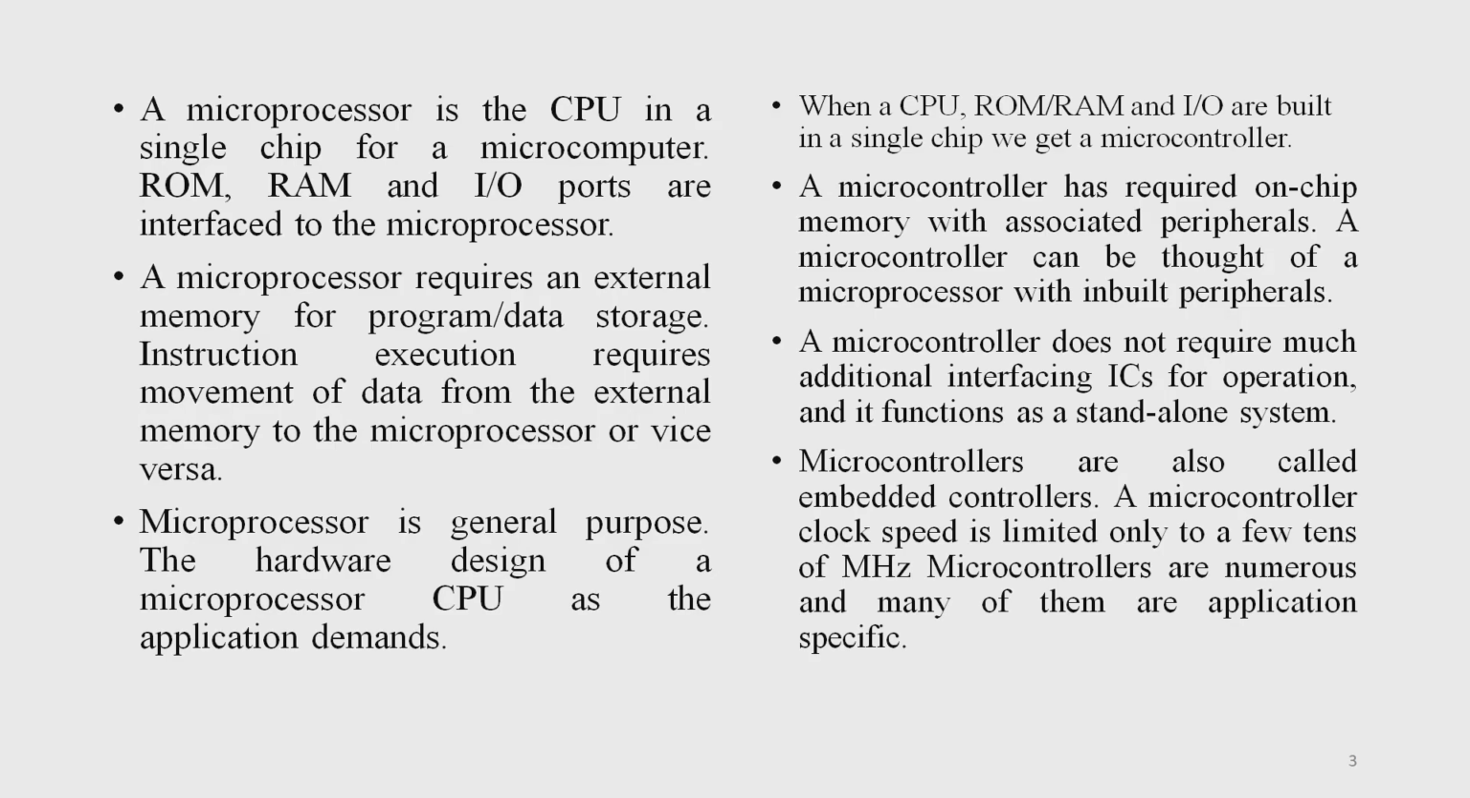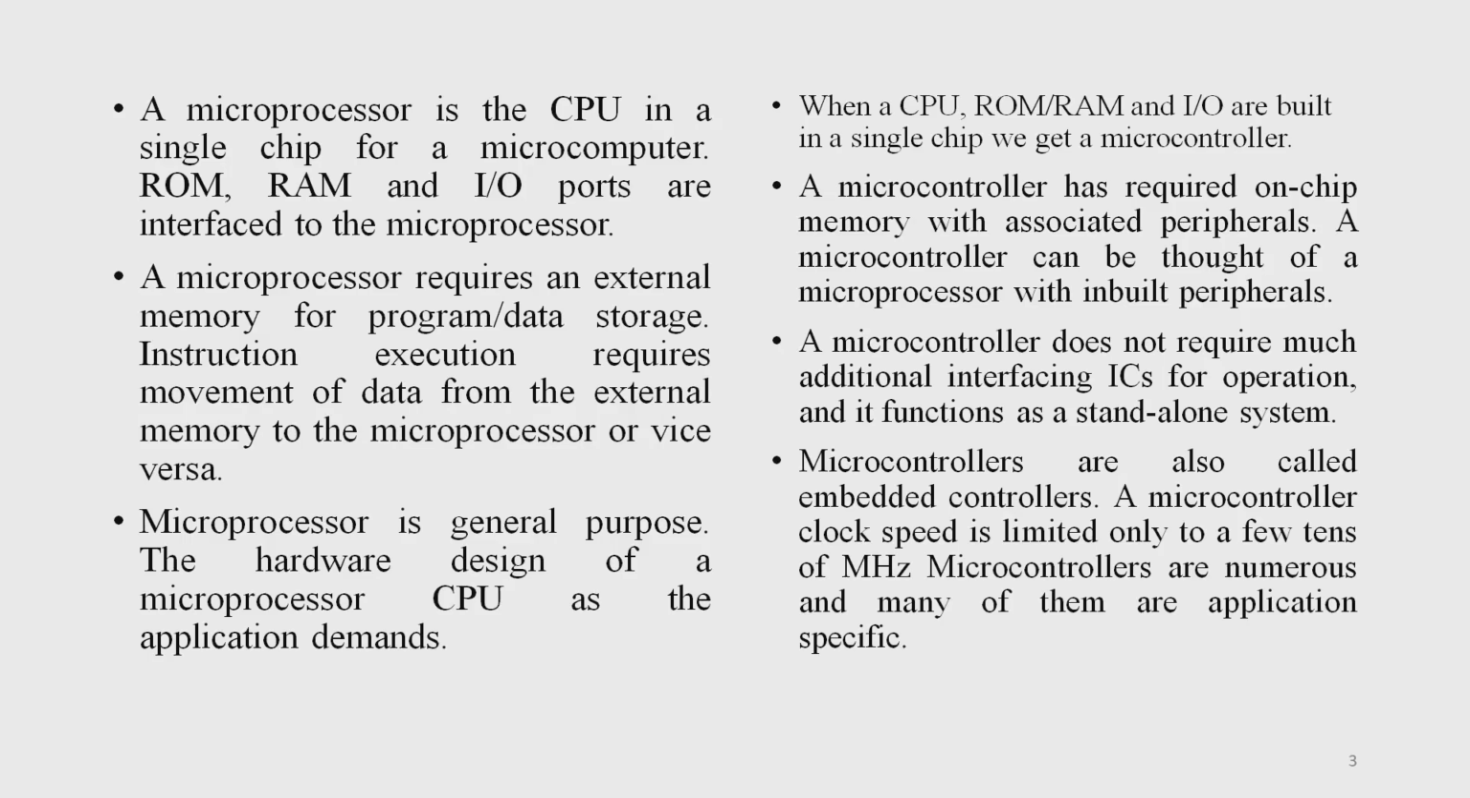This slide shows the difference between the microprocessor and the microcontroller. Here the microprocessor is the central processing unit existing in a single chip for a microcomputer, and the microprocessor has no read-only memory, random access memory and input-output port, right. These features are interfaced as peripherals in the case of microprocessor, and in the case of microcontroller the random access memory and read-only memory and input-output ports are all together as a built-in function within a single chip.